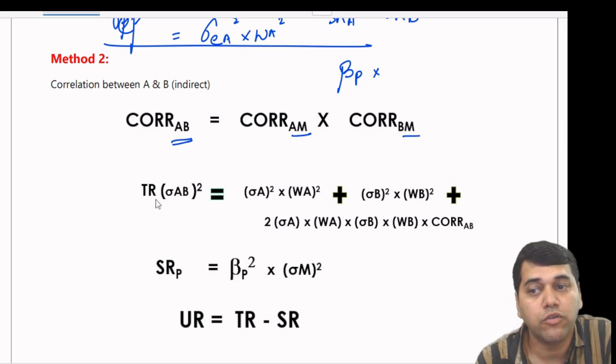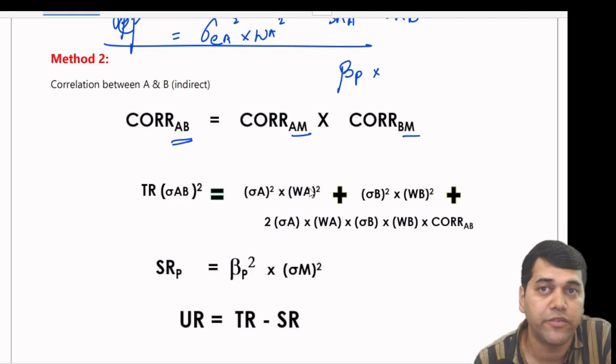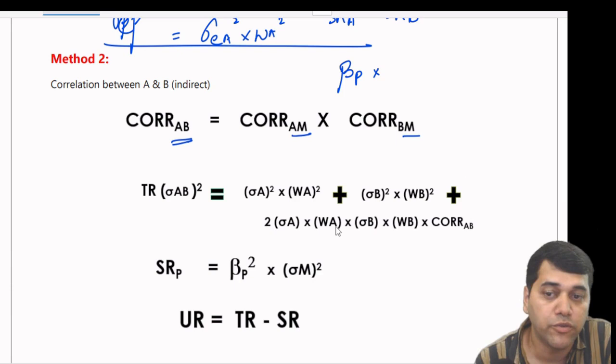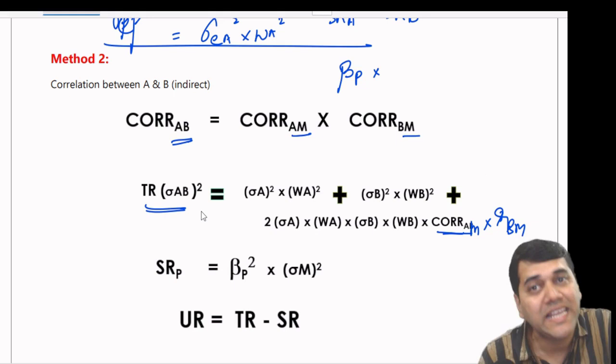Now I will calculate the total risk of the portfolio. How? Square root of standard deviation of A square into weight of A square plus standard deviation of B square into weight of B square plus 2 times weight of A, standard deviation of A, weight of B, standard deviation of B into correlation of AB, which is nothing but correlation of AM into correlation of BM. With this, you can calculate this, and again, unsystematic risk, you can make it a balancing figure.